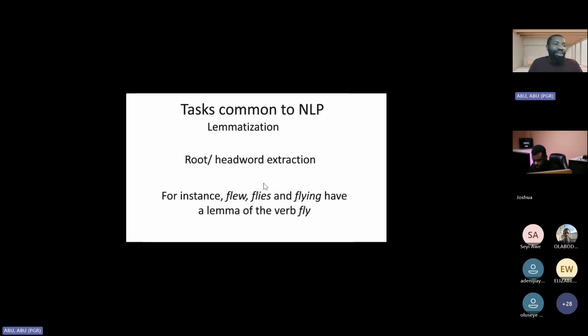Then the other one we try to do is lemmatization. Lemmatization is just simply getting the root word, right? For example, flew, flies, and flying have the same root word. They have the same lemma called fly, which is the root word of all these things. So you're trying to understand what words mean, or the machine is trying to understand, and you're helping the machine in that regard.